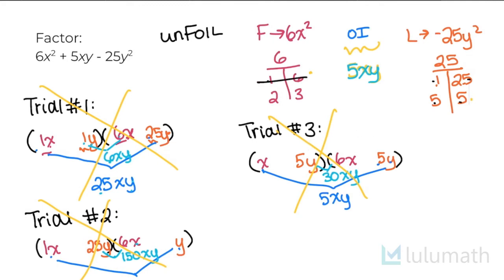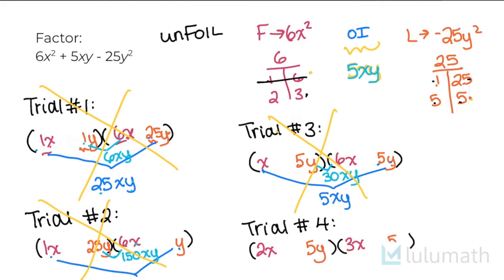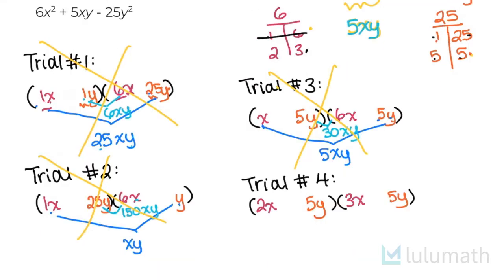So we can cross off 1 and 6, and for trial number 4, we're going to use this 2 and 3 here. So I'll have 2x here, I'll have 3x here, and then since we were using 5 before, let's continue with this 5. So I'll put 5y here and 5y there. When I do my outer here, 2x times 5y is 10xy. And then when I do my inner here, 5y times 3x is 15xy.